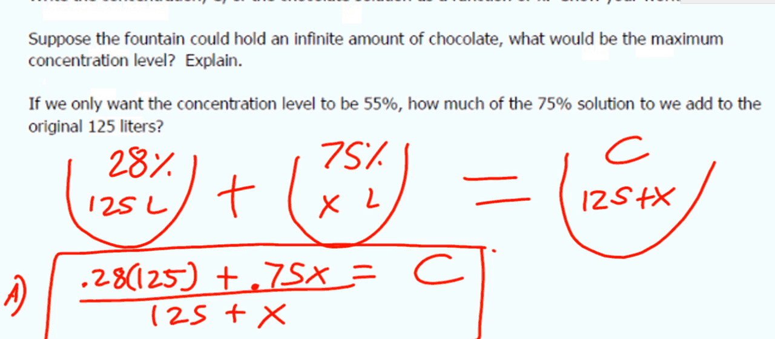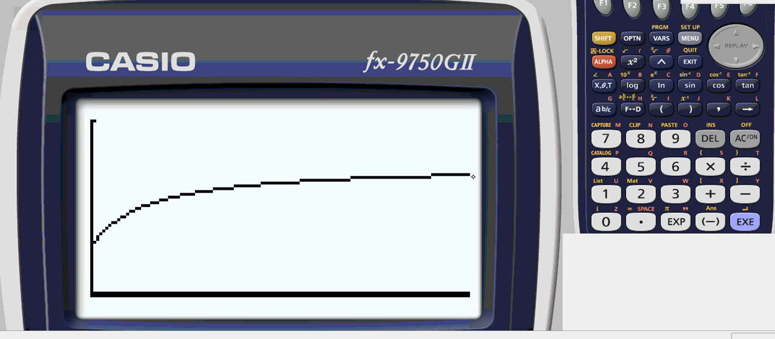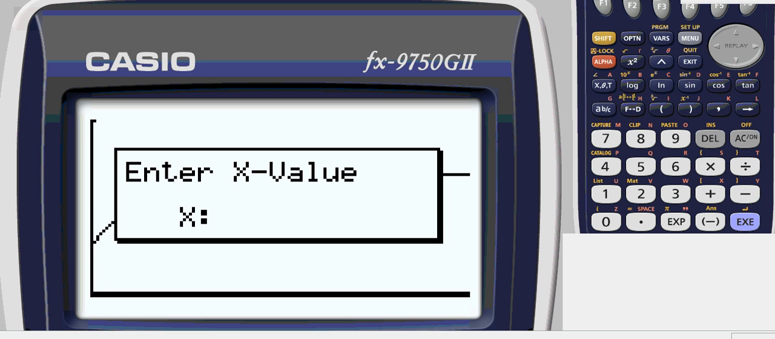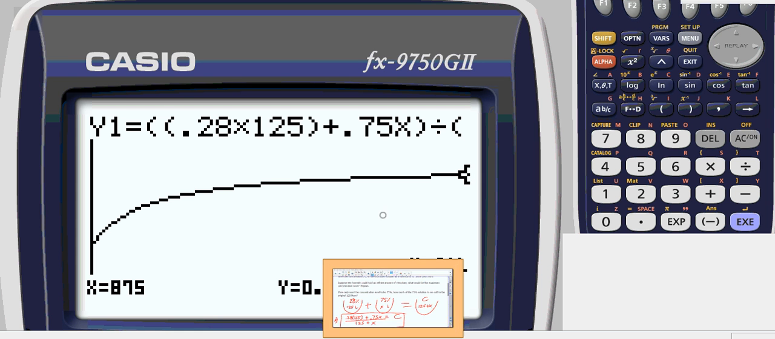And the actual maximum concentration is whatever that value is right there when it's filled up. You could get that by doing a GSolve Y calc, because we know the X value. When it's all the way full, it's 875 that would be added. So our maximum concentration of the actual situation would be like 69 1/8%. It doesn't ask for that, but maybe on the test.